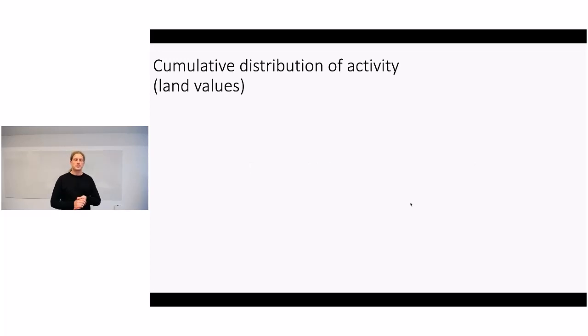So we start by looking at the cumulative distribution of activity. And here we use land value as proxy for activity. Where there is a very large activity, people are more willing to pay. So the activity reflects in land values in a quite good way. I'll come back later to other ways of representing activity, because there are other ways, but well, every way has its benefits and drawbacks.